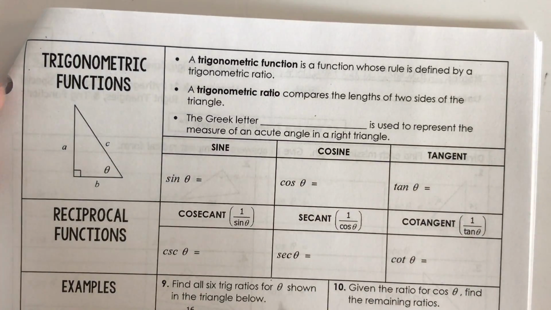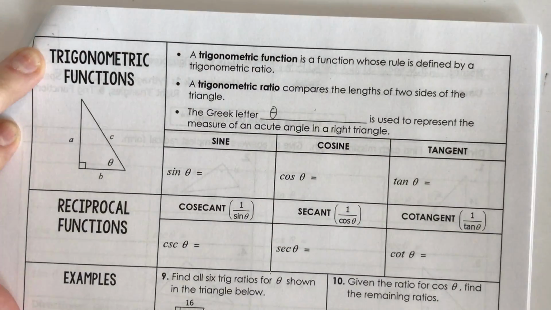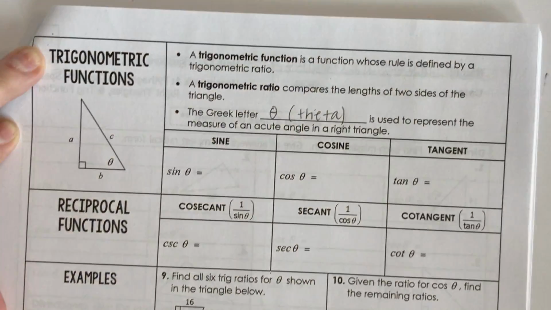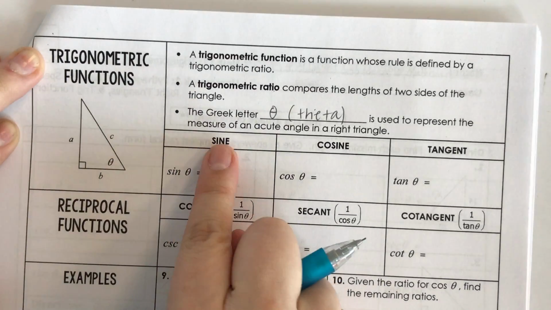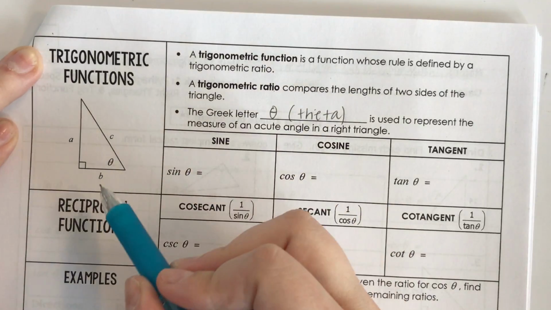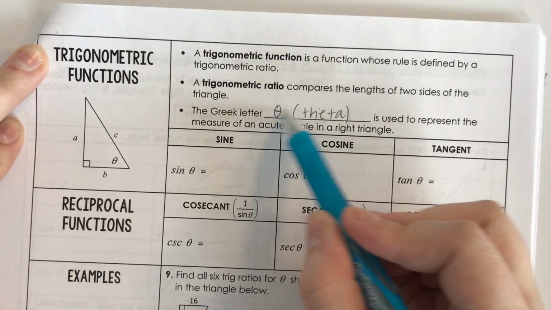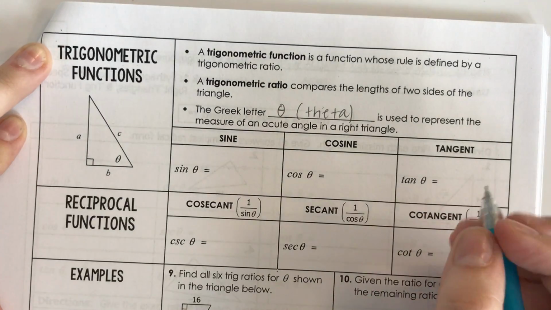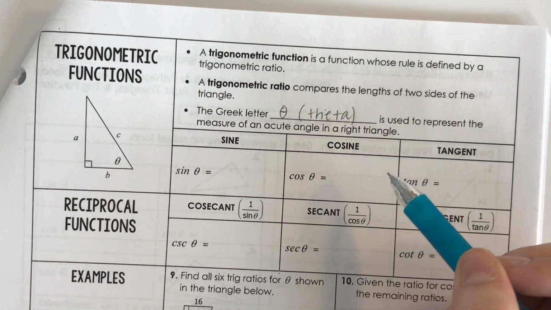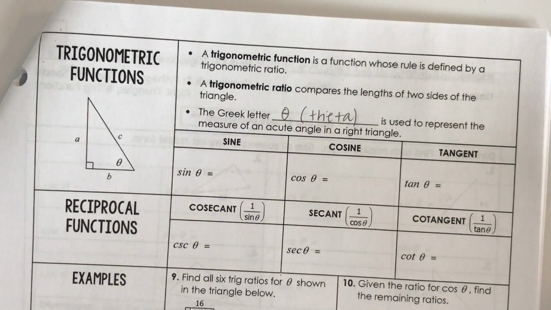The Greek letter theta, it's like a 0 with a horizontal line through it, and that's spelled T-H-E-T-A, theta, is used to represent the measure of an acute angle in a right triangle. There it is right there. So if ever I say theta, I'm talking about an angle. There are three main trig ratios we're going to look for: sine, cosine, and tangent.